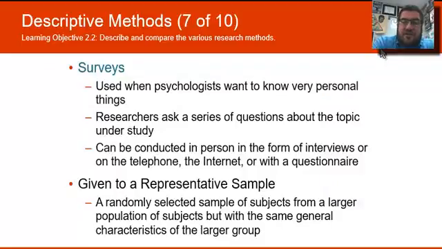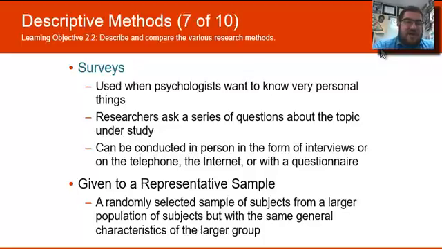When you want to know very personal things, you ask a series of questions about the topic under study. This can be conducted in in-person interviews, also on the phone, the internet, or with a written questionnaire. You give the survey to a representative sample, and this is a statistical term, which means that it's a randomly selected sample of subjects from a larger population of subjects, but with the same general characteristics of the group.